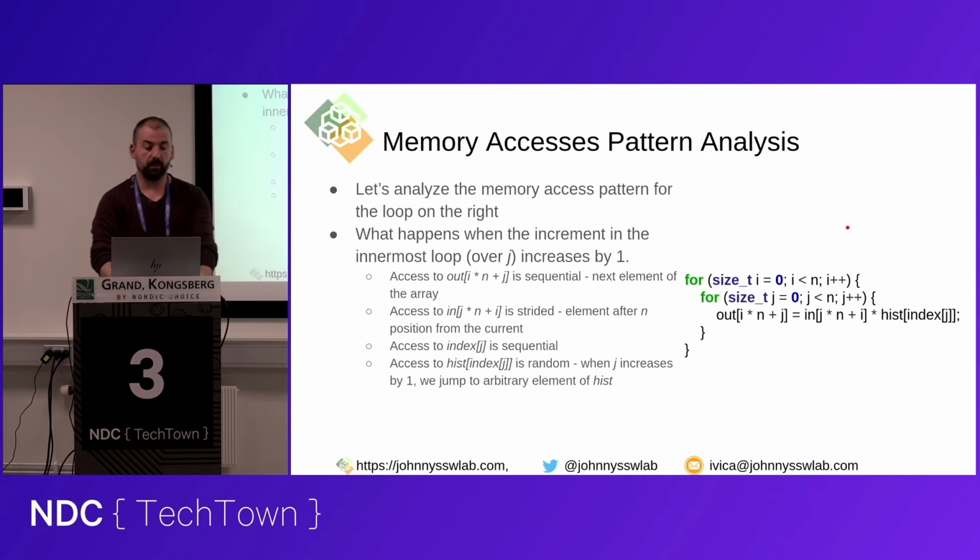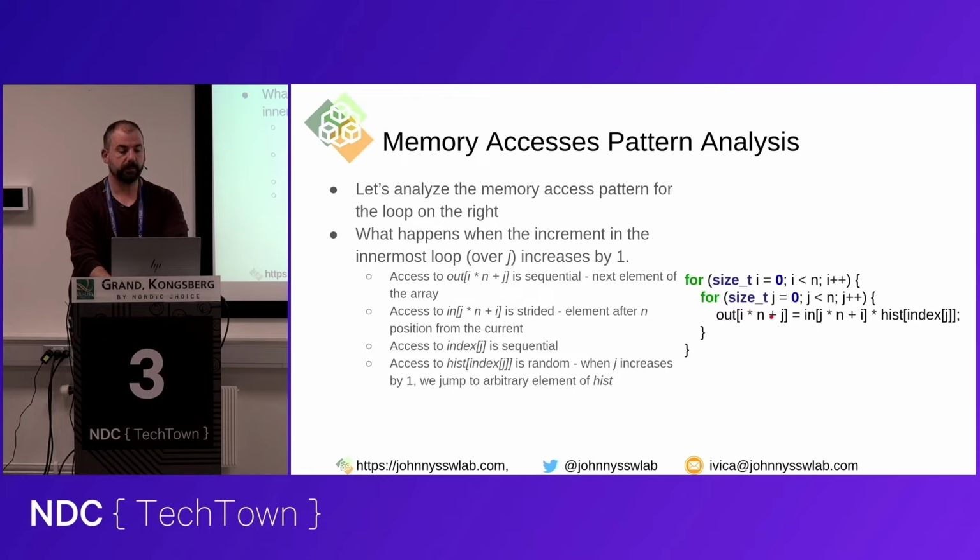Okay, so let's do a memory access pattern analysis of this loop. I have a loop here, and when I do memory access pattern analysis, I'm always looking at the innermost loop. So this is the loop that goes over J. And I ask myself, what happens when J increases by increment? Let's see what happens when J increases by 1. What happens to this pointer out? Instead of J, we write J plus 1. This pointer just increases by 1.